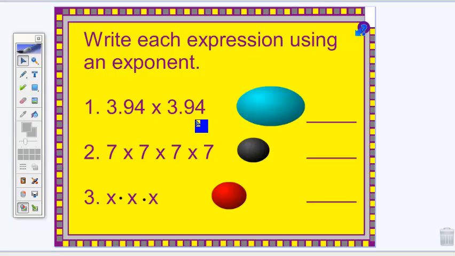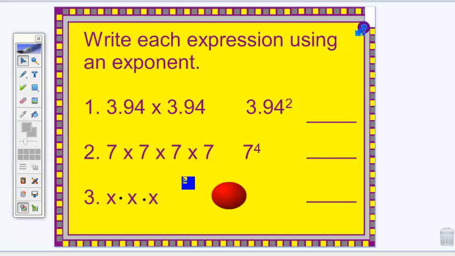Alright, welcome back. Let's take a look at this one. Here we have 3 and 94 hundredths times 3 and 94 hundredths. In exponential form, that will be 3.94 to the 2nd power. That woke you up, right? And number 2, we have 7 times 7 times 7 times 7, which is 7 to the 4th power.